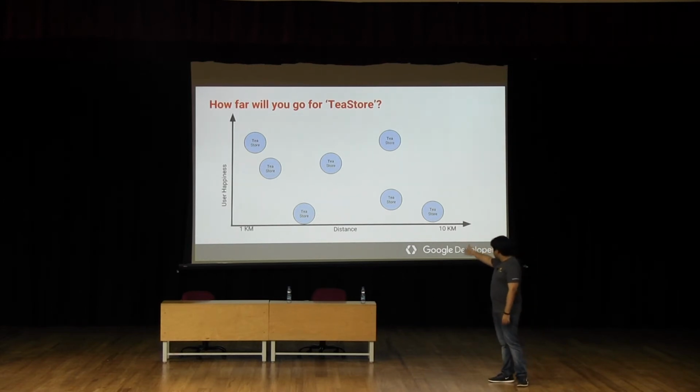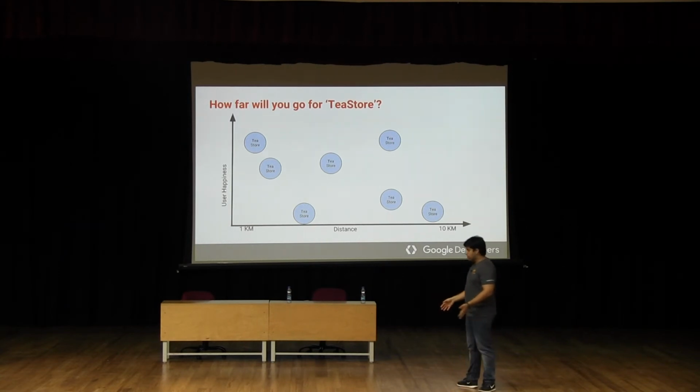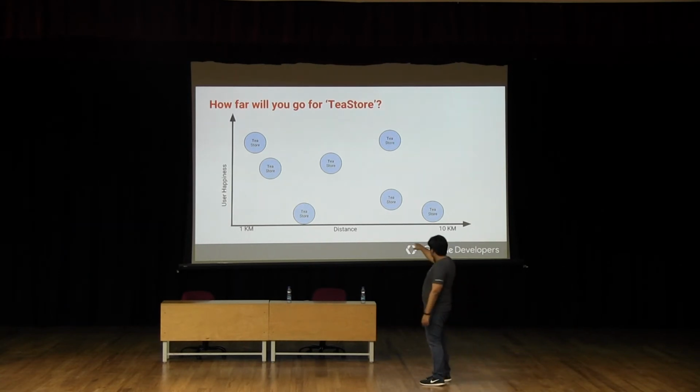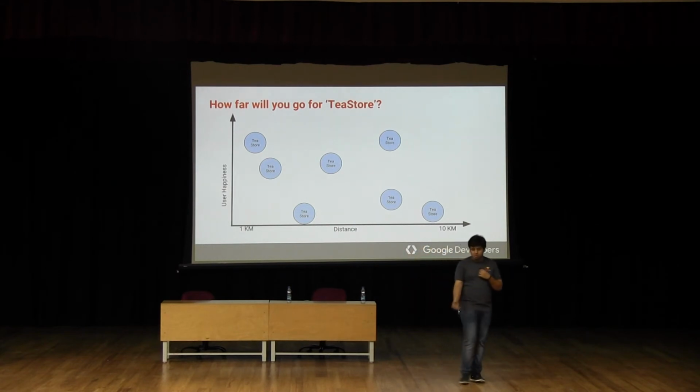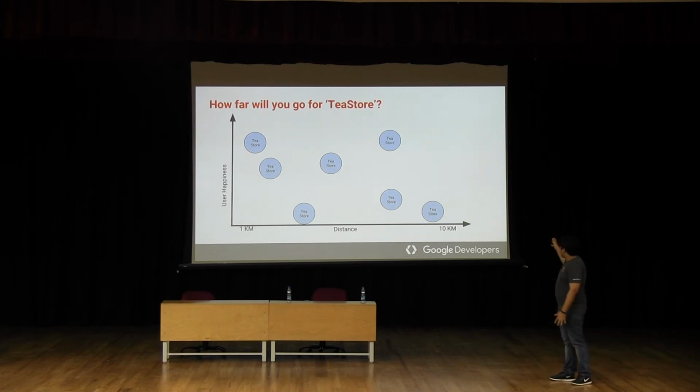So if you can imagine, the first tea store on the leftmost of this is very close to this place and has a high user satisfaction, right? And then there is something which is slightly far off and has the lowest user satisfaction, right? And similarly, it goes on, right?